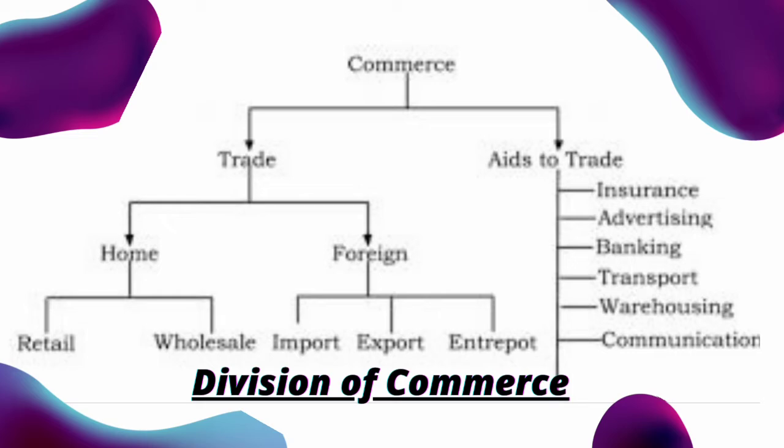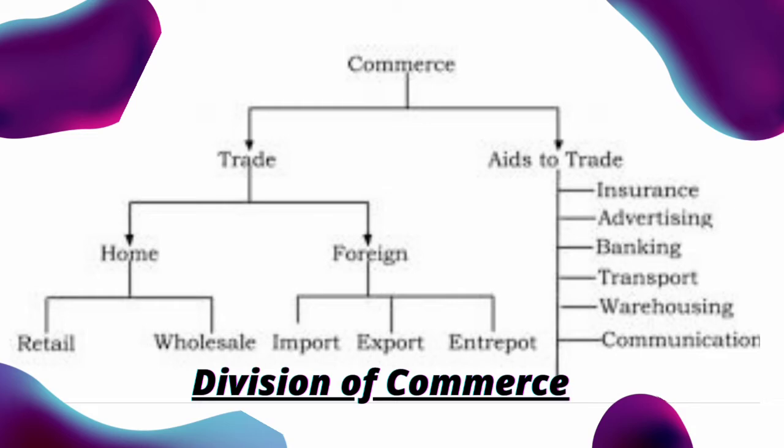Then entrepot is, for example, a businessman buys goods from China and imports them into Nigeria, then later sells those goods to another country. Let's assume he sells those goods he bought from China to Ghana. That is entrepot. So these are the divisions of commerce.